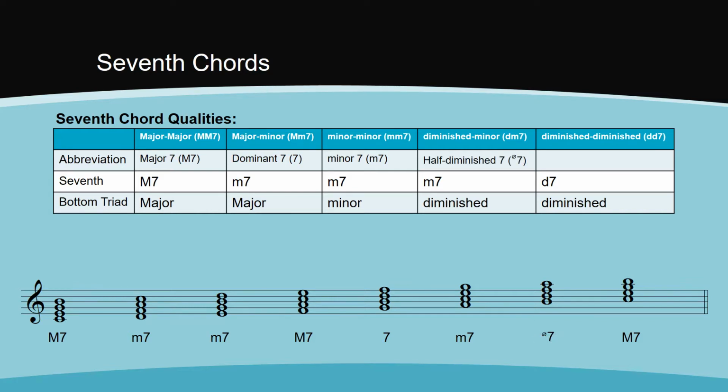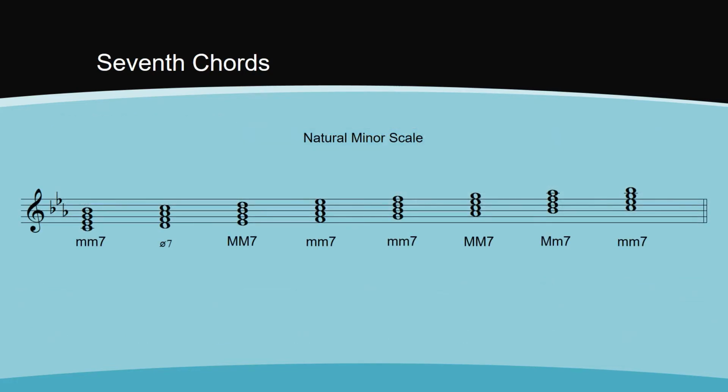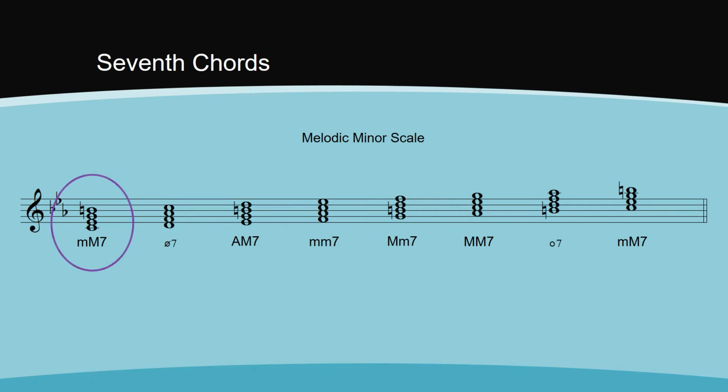The symbol associated with this quality is a superscript circle with a slash through it. Diminished-diminished sevenths are referred to as fully diminished sevenths. The symbol associated with this quality is a superscript circle. If we build seventh chords on each version of the minor scale, we will get different seventh chord qualities, some of which are rare in the common practice period.